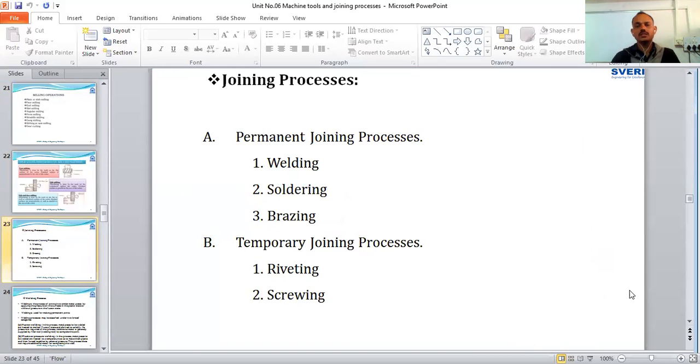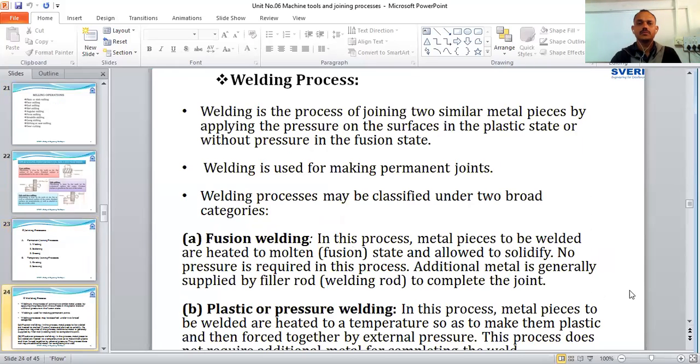The next process is the joining processes. In our syllabus, only permanent joints are there. So welding may be done in two ways. First one is fusion welding. Fusion welding means here we melt both the metal workpiece and the filler rod. Both get melted, and then when we let it cool, they get joined.